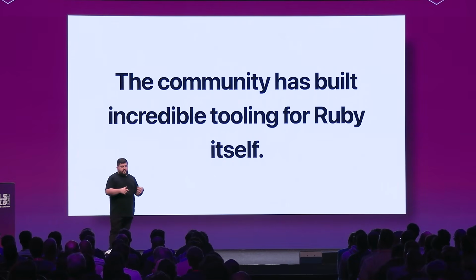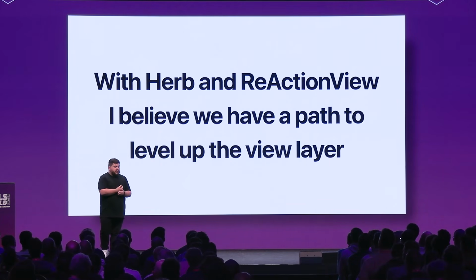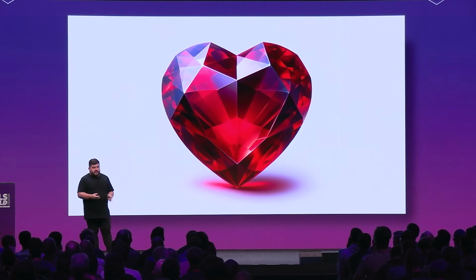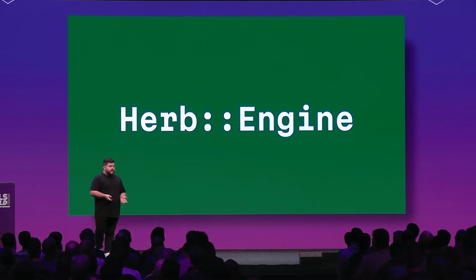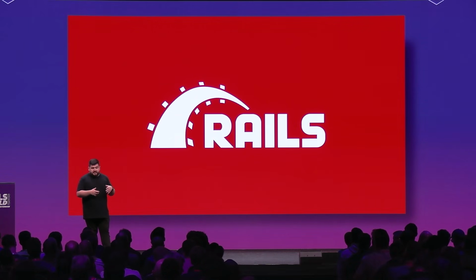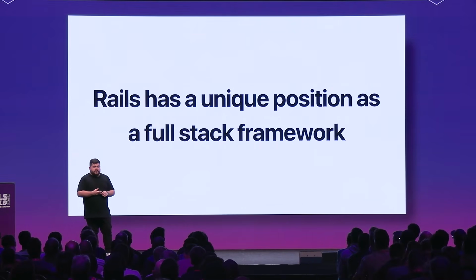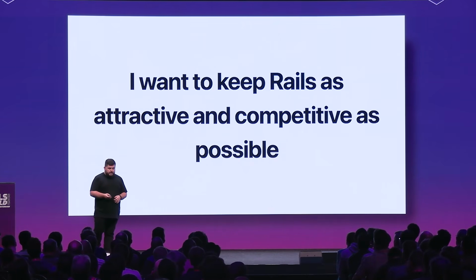The community, the Ruby community in general, has built incredible tooling, and I think now it's time to bring that same care to the view layer. With Herb and ReActionView, I believe we have a path forward to level this up. And in the end, that's why I'm here, and that's why I love Ruby. I believe that the Herb engine provides a lot of valuable insights in what we can do. And I would love to see this in some way or form making it upstream into Rails. Rails has a super unique position as a full-stack framework, and I want to keep it as attractive as possible so people can enjoy building apps with Rails.